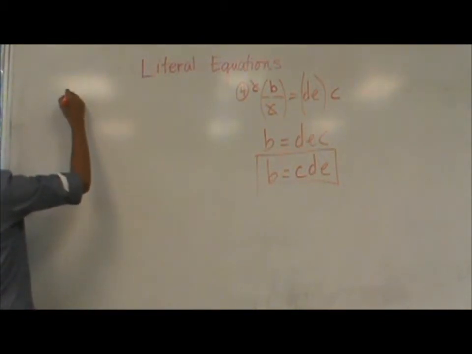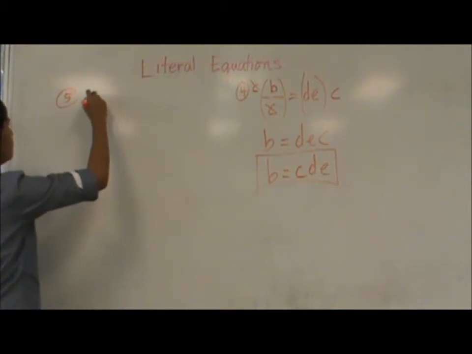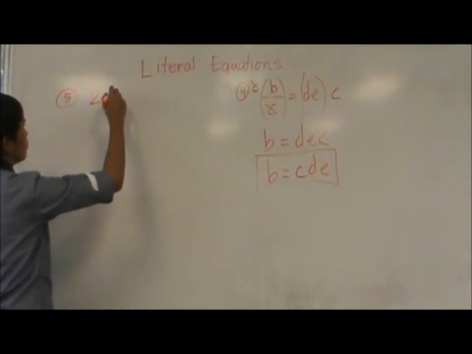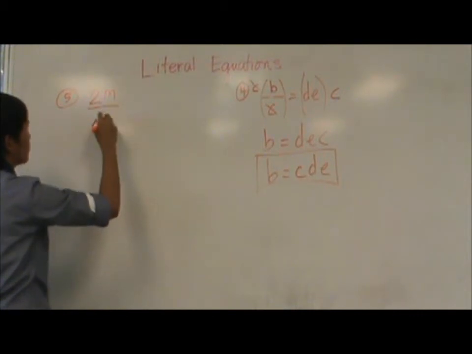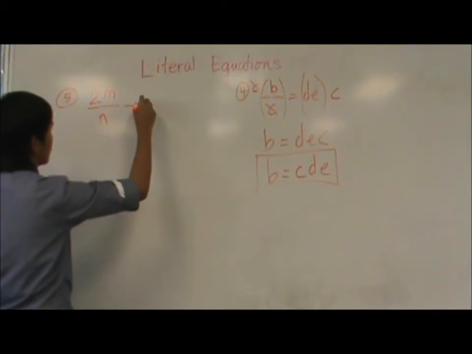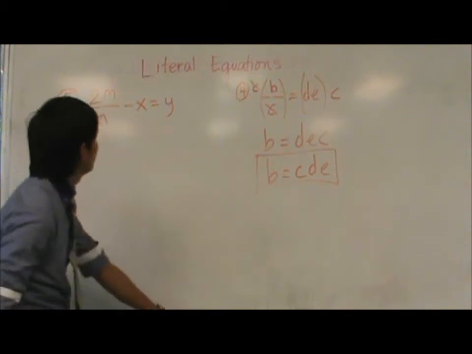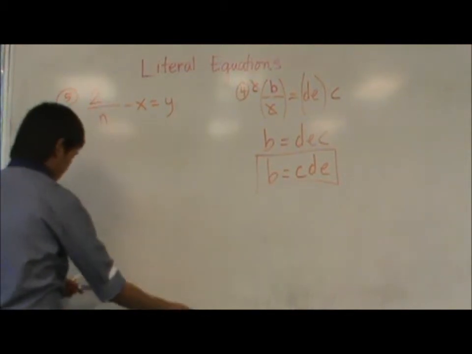Okay, number 5. How about if you have 2m over n minus x equals y. But wait, let's say we're solving for m.